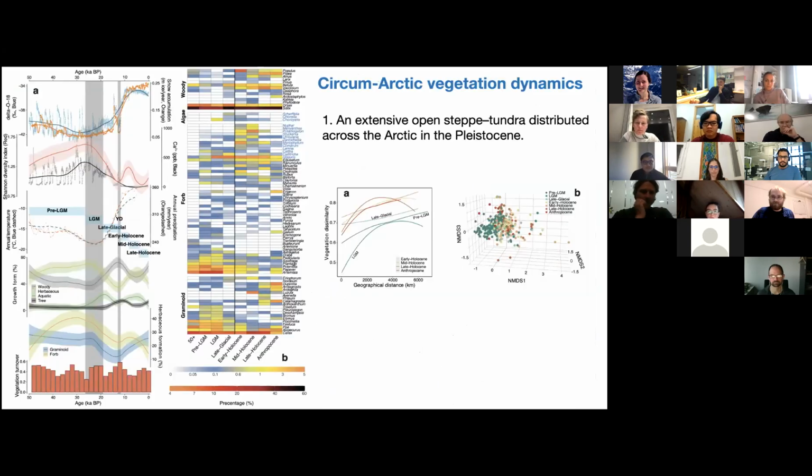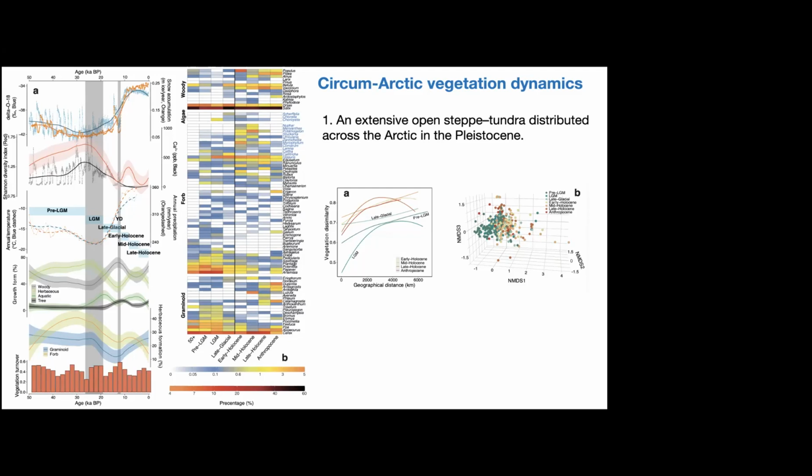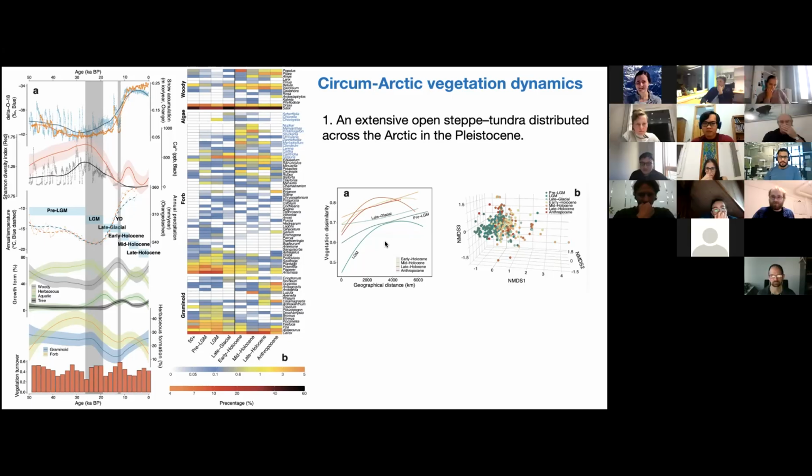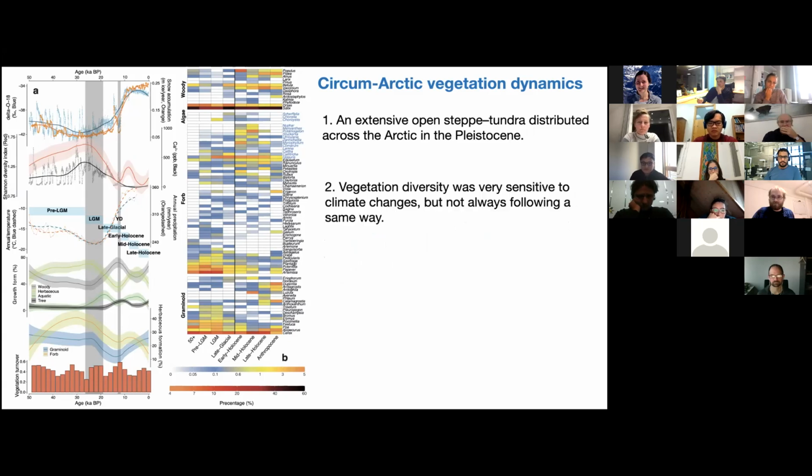So first, we put all the reconstructed vegetation into one picture to look at the general Arctic vegetation formation, and the Arctic vegetation as a whole, and how it changed in response to climate change. We found first that before and during the LGM, the last glacial maximum, there was an extensive steppe tundra, a very homogeneous vegetation dominating across the Arctic. This homogeneous vegetation contained both steppe and tundra elements, but without trees. So an extensive open steppe tundra was distributed across the Arctic in the Pleistocene.